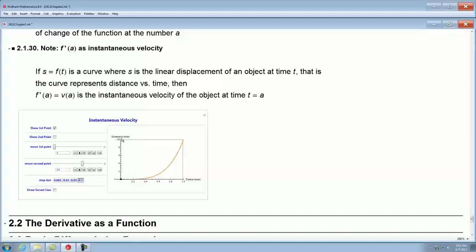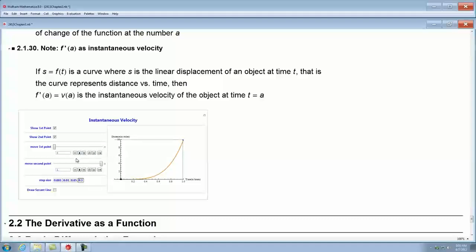This is the distance they go. So at time 0, they've gone 0, right? They're at 0, 0. Now I'm going to pick a second point, and let me move that second point all the way to the end. So what happened is they started out at 0 hours, they have gone 0 miles. At 1 hour, they had gone 10 miles.